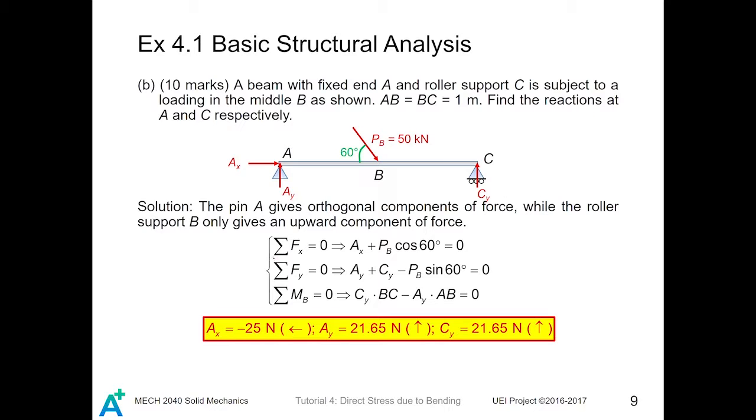Solving for the net force in x direction, net force in y direction, and moment about point B. Actually, you can take moment at any point you like on this beam, but taking the moment at point B is just for ease of calculations. Consequently, solving this system, you will have those answers. It is left to you for checking.